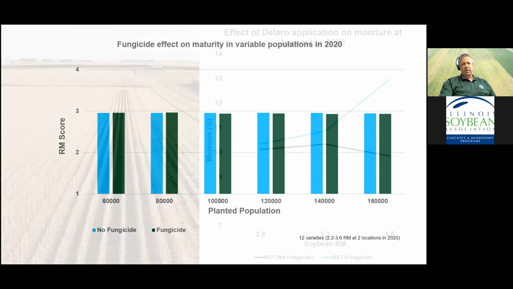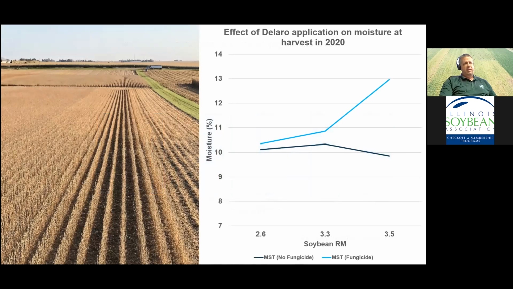Now at harvest, I collected some data on the moisture with and without the fungicide application. When we look at an early soybean, we didn't see much difference in the moisture. Obviously, that early soybean, by the time we got to it, had a little bit more time to dry down. With a mid-range soybean, we saw a little bit of a difference, but not much.